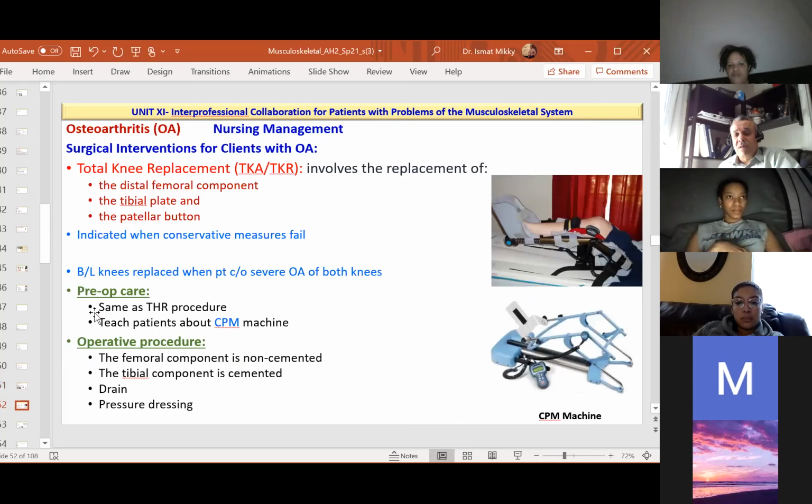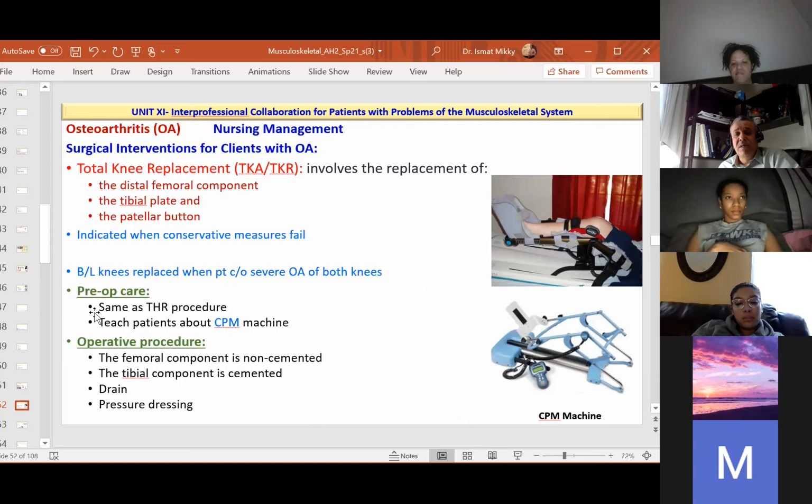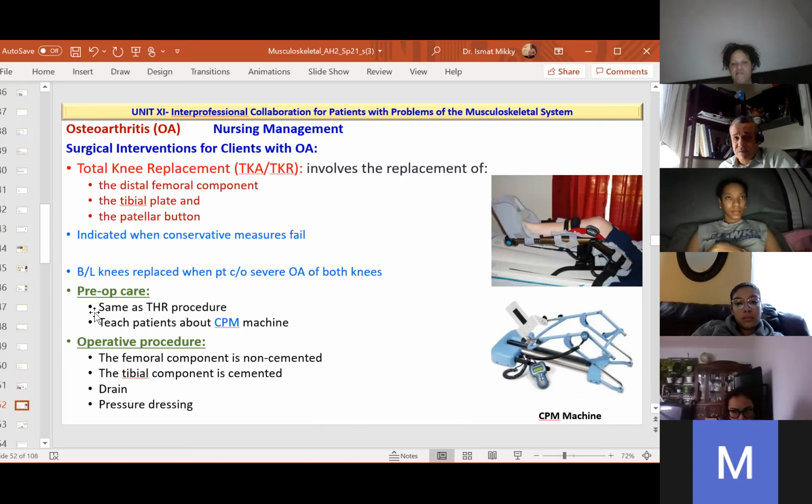Now, the total knee replacement, in which they will replace the three components of the knee joint, which is the distal femoral component, the tibial plate, and the patellar button.